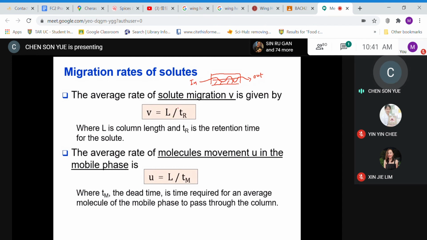And different samples, of course, have different mobile speed, or different migration V. And this V here is for the solute, or the sample. L here refers to the length of the column. TR is the retention time. Different samples have different retention times. L is the same, so different sample, different retention time, so they have different velocity or different speed.